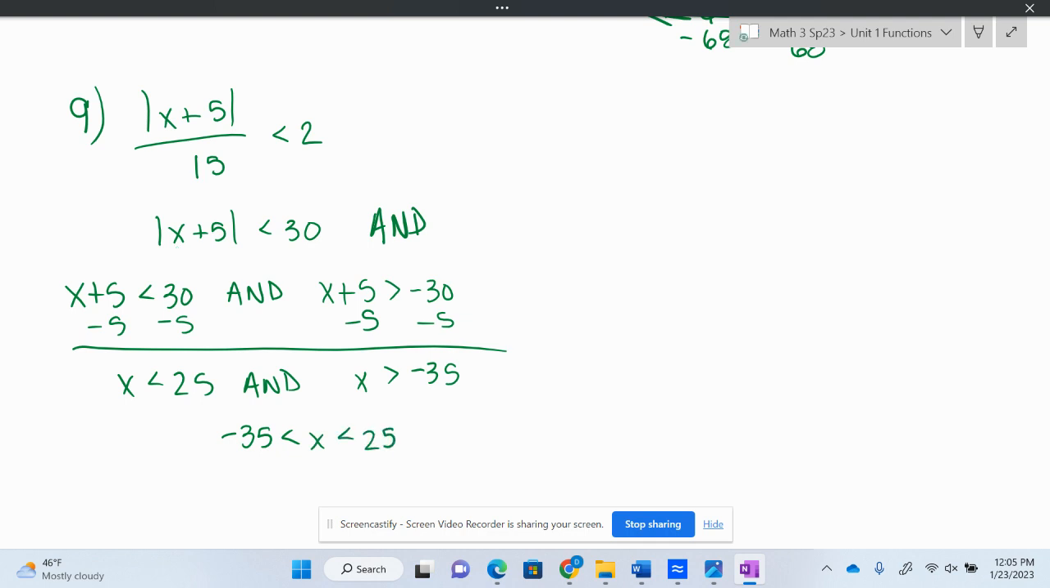Have you guys noticed that compound inequalities are only ever written with less than symbols? Less than or less than or equal to. They've got to be less than, right? And when I graph it, am I going to have open circles or closed circles? Open. Shade to the middle.